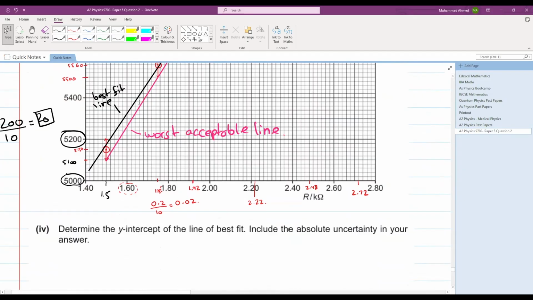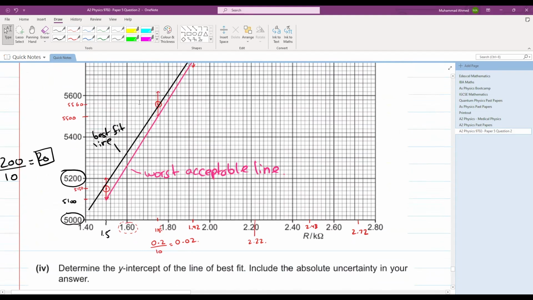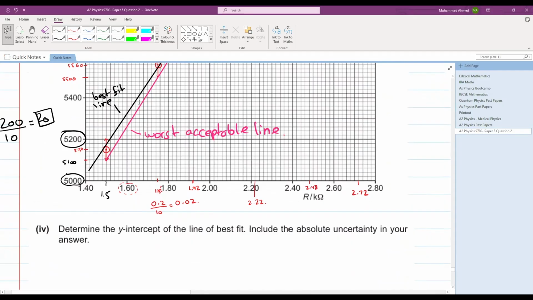So, which 2 points can I take here? Any points that are very, very clearly marked here. Let me see. Yeah, maybe this one.